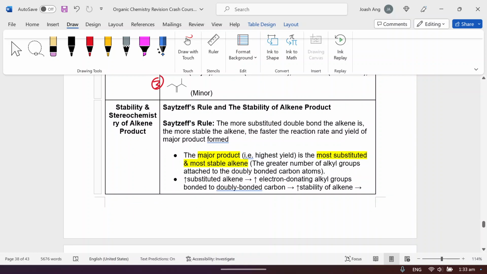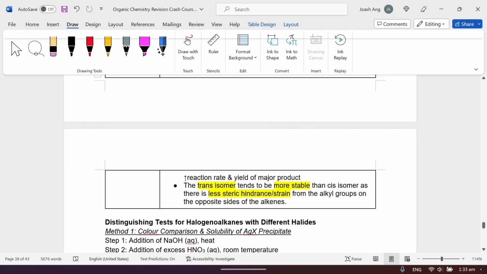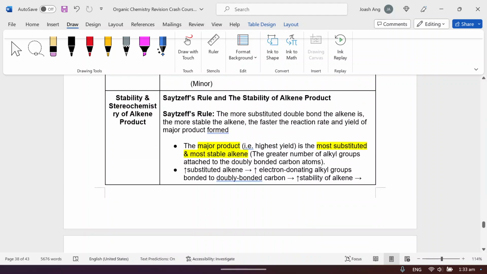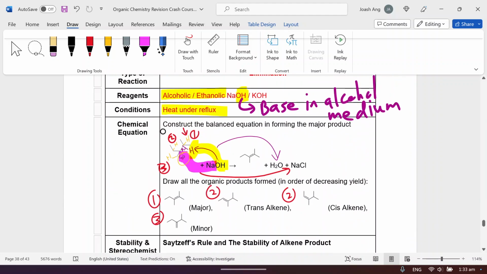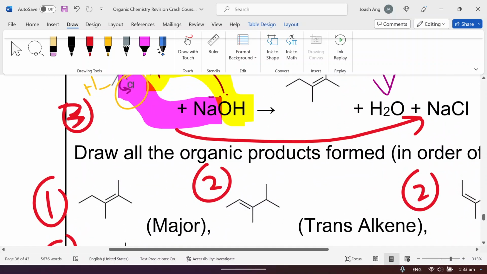Okay, note that the trans isomer is more stable because there's less steric hindrance. You can see the two largest groups are on opposite sides. They are furthest apart. Alright.